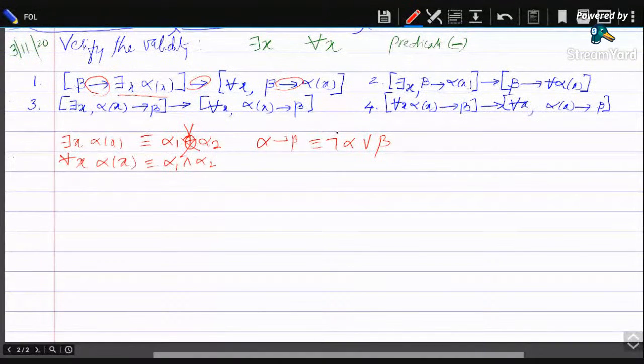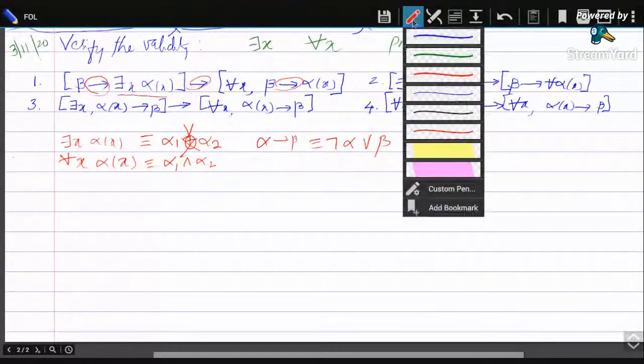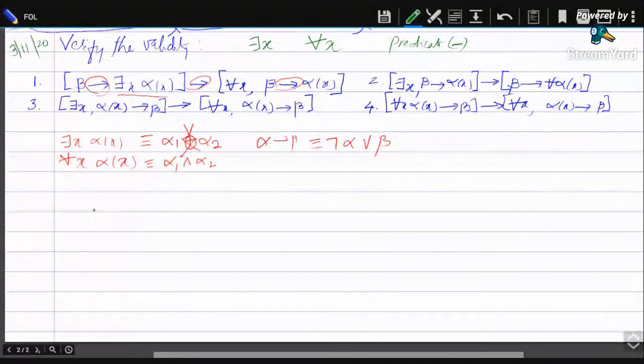But now what we want to do, we want to simplify our activity. Being a lazy person, I just want to make sure that things are as simple as possible. So let me start with our first problem. It says beta implies there exists some x for which alpha of x is true. If this is true, then there exists some x, for all x, beta implies alpha of x.